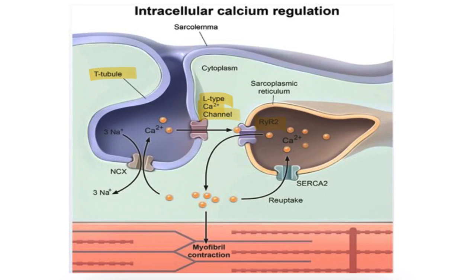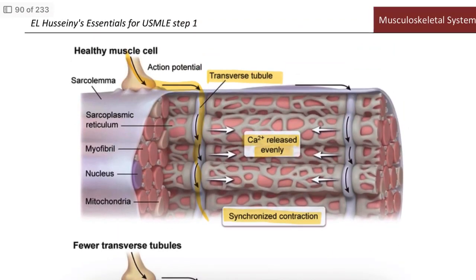Next one, muscle weakness in aging. Aging reduces the density of T tubules, which leads to poor calcium distribution and weaker, uncoordinated contractions. And next one you can see, heart failure in cardiac muscle. Abnormal calcium handling plays a major role. Drugs targeting calcium channels are part of therapeutic strategies. Okay. So here we can see some pathological conditions, that is why these T tubules are important.